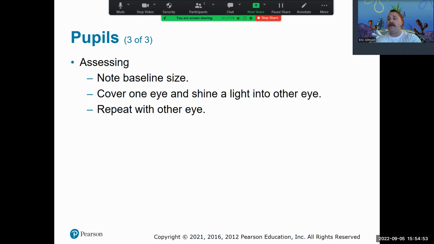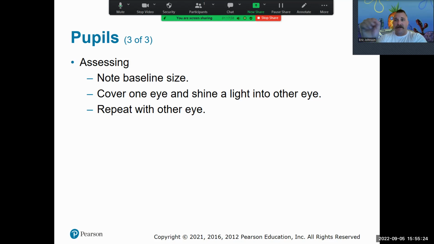So we're going to note the baseline size. We're not applying any light at this point. We want to see what they look like without any light. We'll cover one eye and then shine our pen light into their eye. Please use the pen light. Don't use the flashlight that's in the front of the ambulance. Don't use the Mag-Lite. If you're going straight Batman and wearing all your tools on the tool belt, don't use your 9,000 lumen light in their eye and blind them forever. A pen light's a very specific device. It's a medical device. So use that pen light. You'll have plenty of them all over the ambulance.